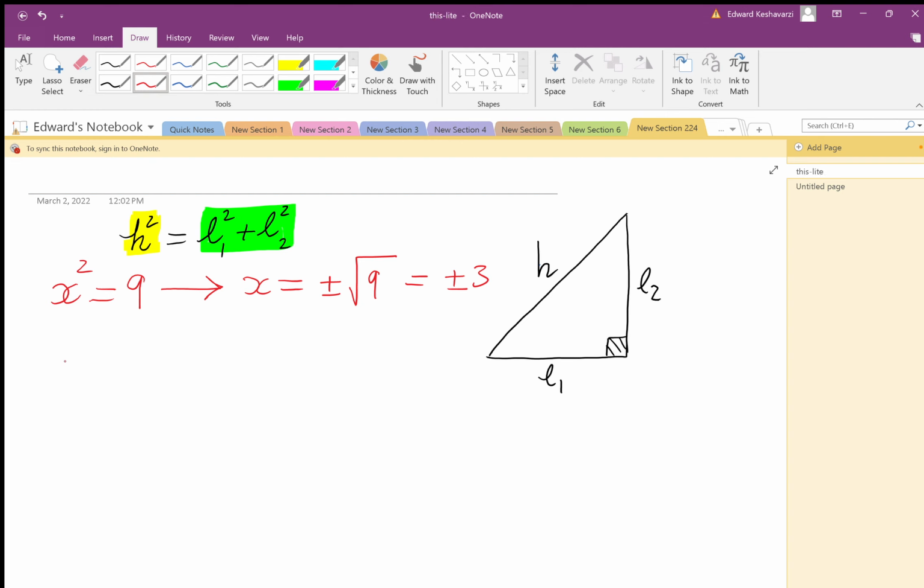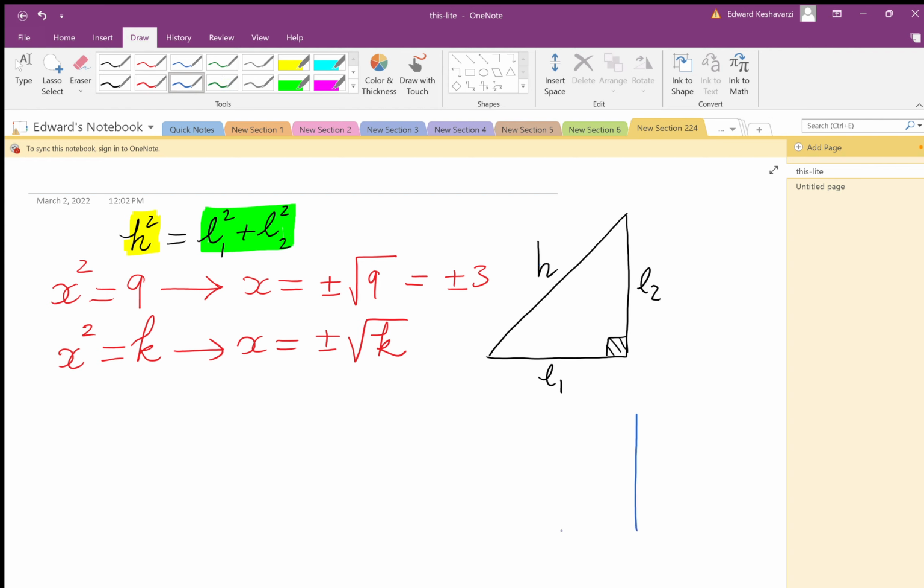So in general, when x squared equals k, then this is how you get x by itself. X equals positive and negative square root of k. Now we are ready to do the first example.